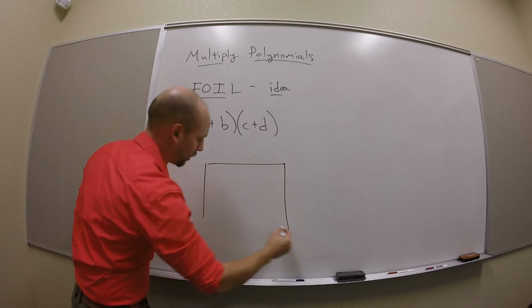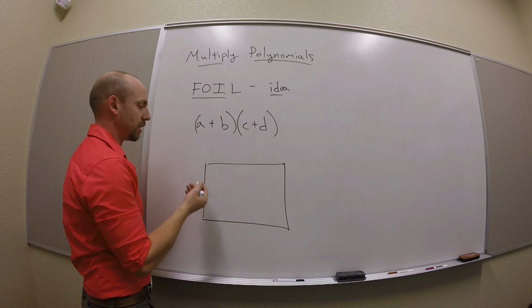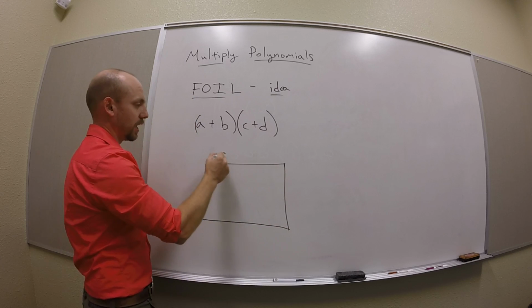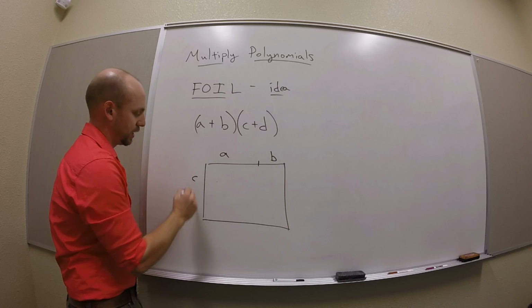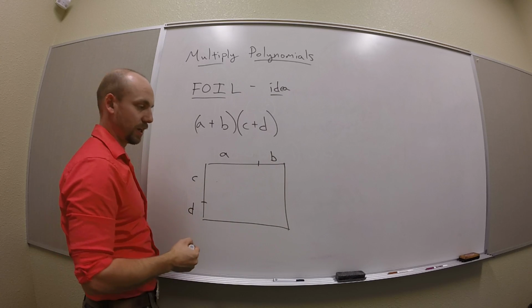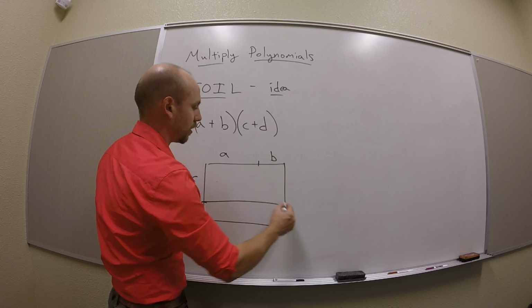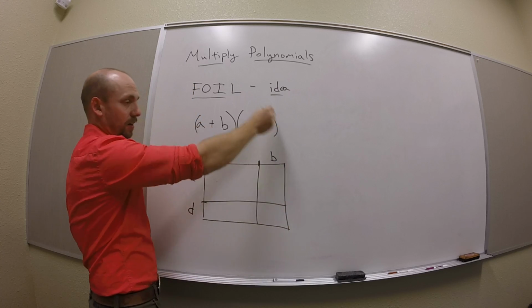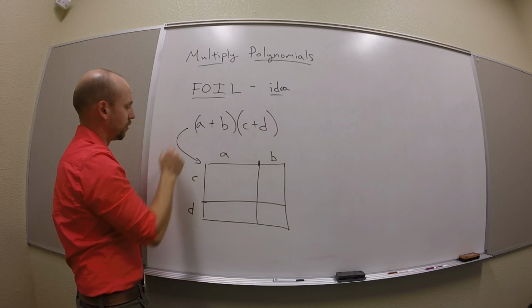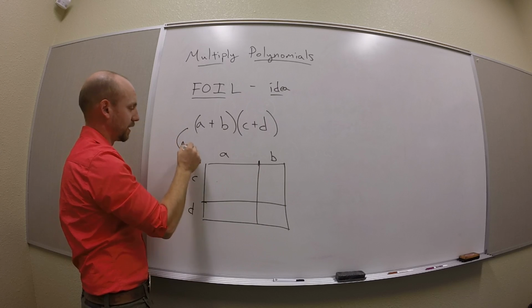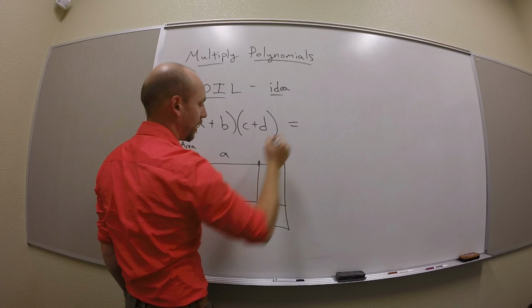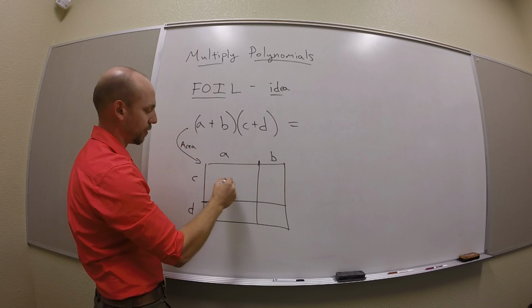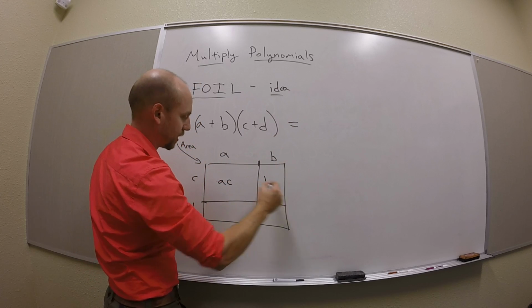So pictorially, what's going on is I've got a rectangle, and it's A and B on one side, and C and then D on the other. This thing here, right, is really the area of that rectangle that I'm talking about. So I think I can rewrite the area of that rectangle by talking about the area of these little rectangles.